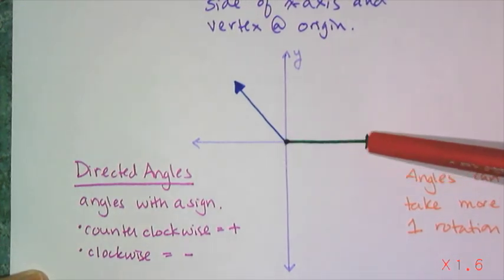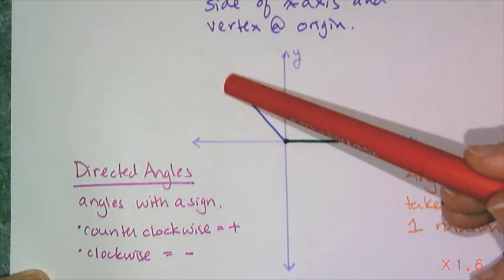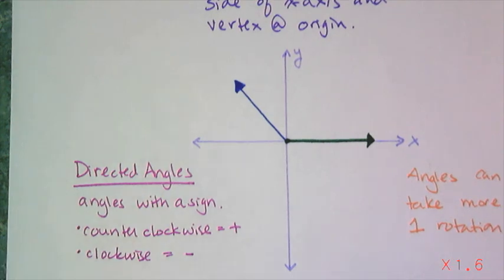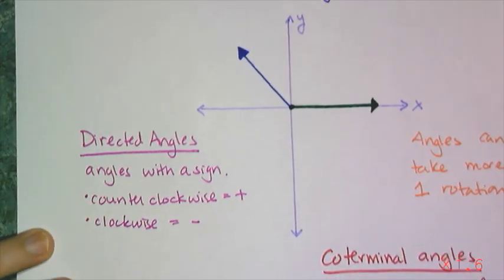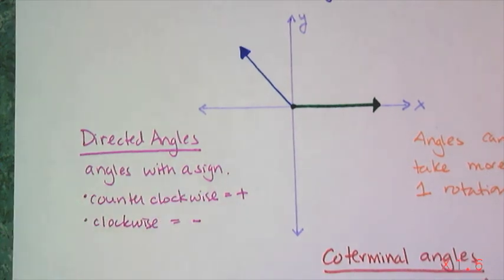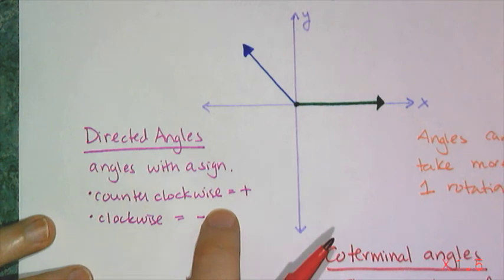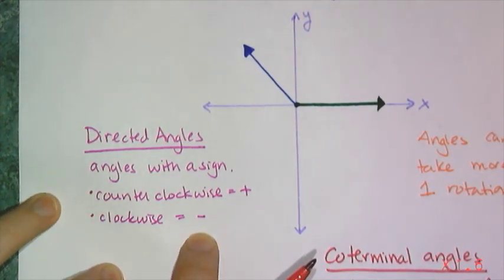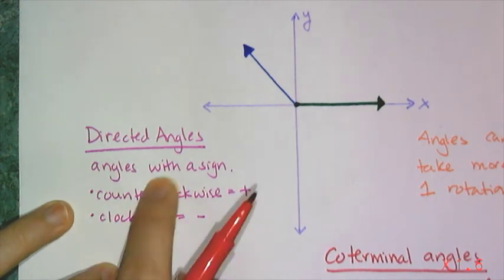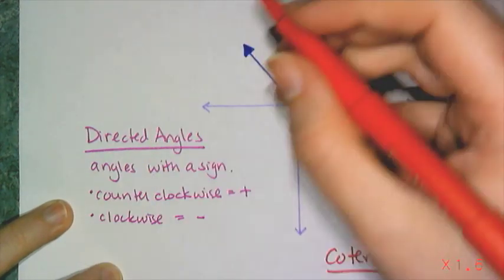This green side is its fixed or initial side. This blue side is its terminal side. And when we define angles like this, they're said to be directed angles. That means angles with a sign. And counterclockwise is going to be positive and clockwise is going to be negative. And this is going to be in relation to the initial side.